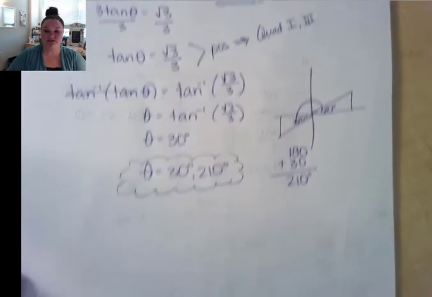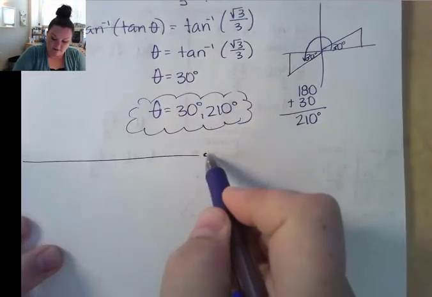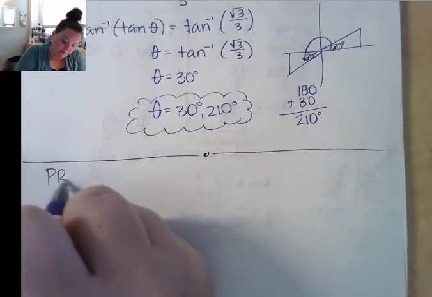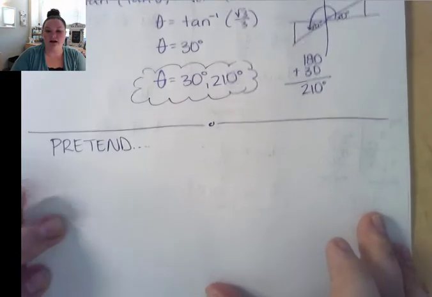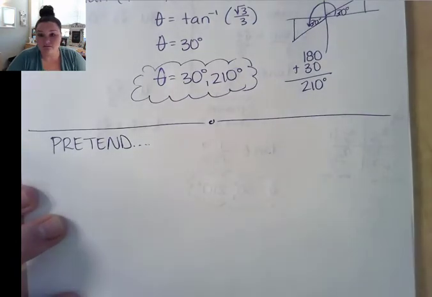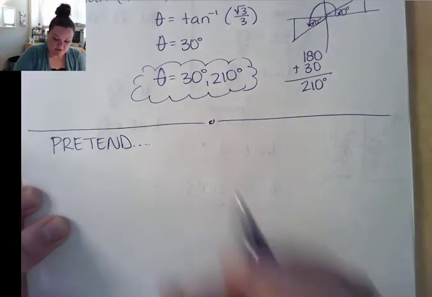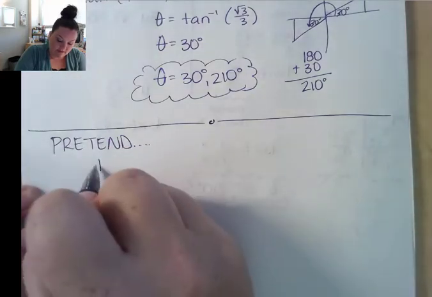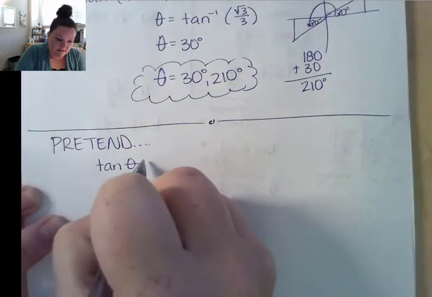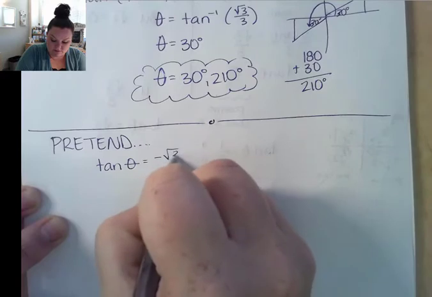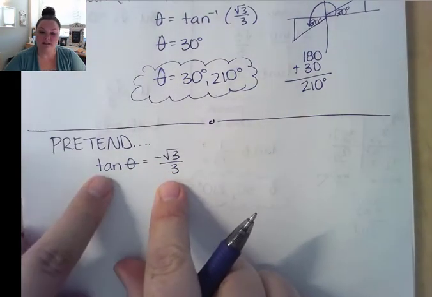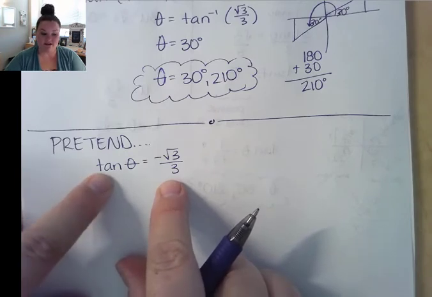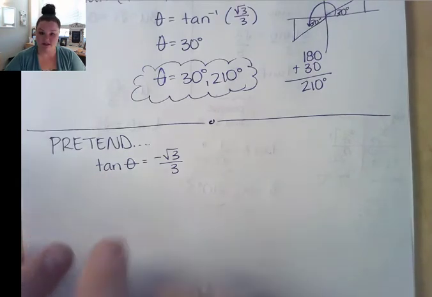So let's pretend just for a second that our answer was negative instead. Let's say you had something like tangent theta is equal to negative square root of 3 over 3. I could solve this the same way. I could take the inverse tangent of both sides. I'm going to work that out.